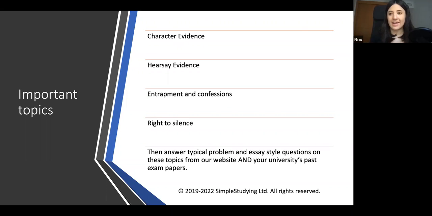And you are highly recommended to have a look at your specific course, at your specific university exam past papers to understand what topics usually come up on your exam. But these are the standard topics that usually come up on English law university exams.